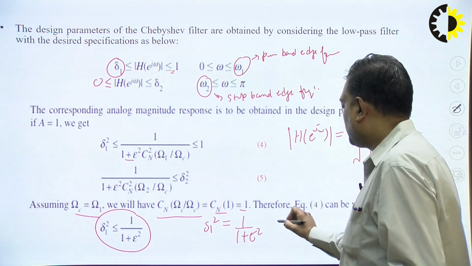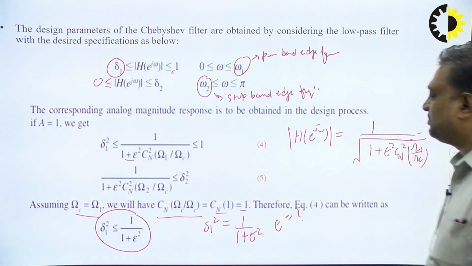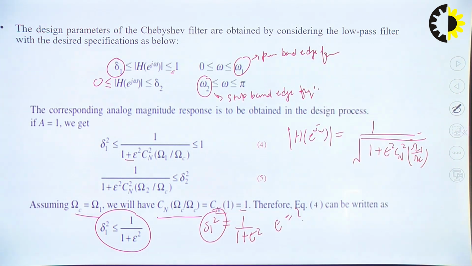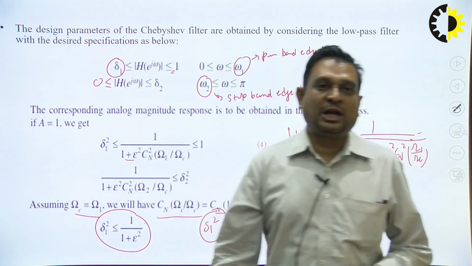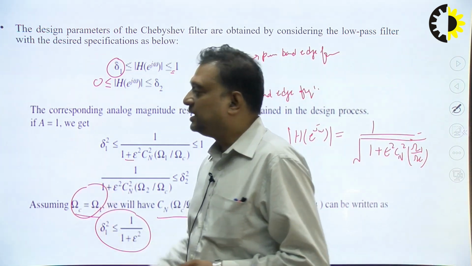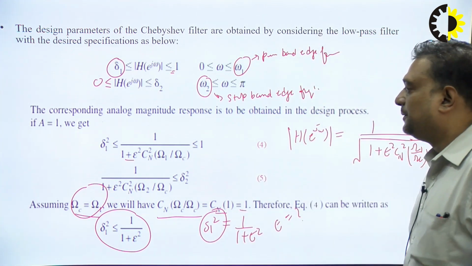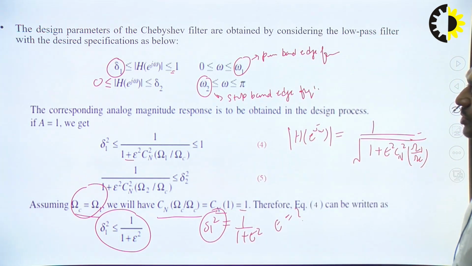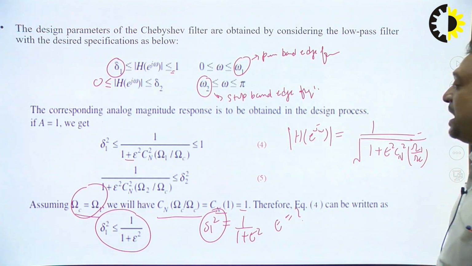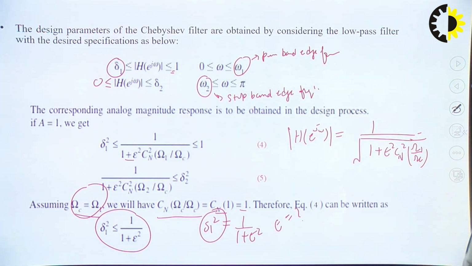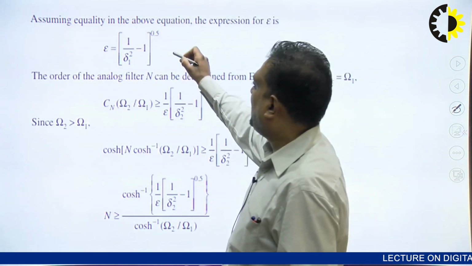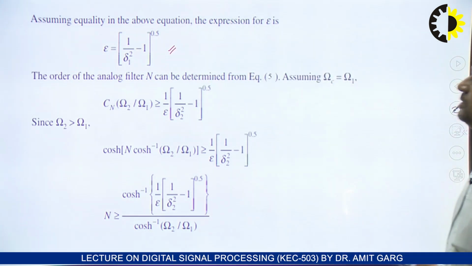From here you can calculate the value of epsilon with this expression, because you are given the value of delta 1 squared. Again we are assuming that omega c equals omega 1. What is omega 1? Omega 1 is the passband edge frequency. So in case of Chebyshev filter design, we assume that the passband edge frequency is nothing but the cutoff frequency. This is just an approximation to ease the calculation. From this expression we can calculate epsilon, and the value of epsilon is equal to (1 upon delta 1 squared minus 1) to the power 0.5.